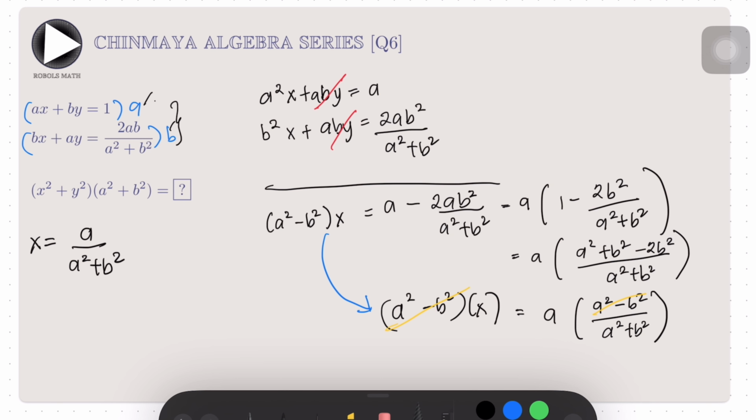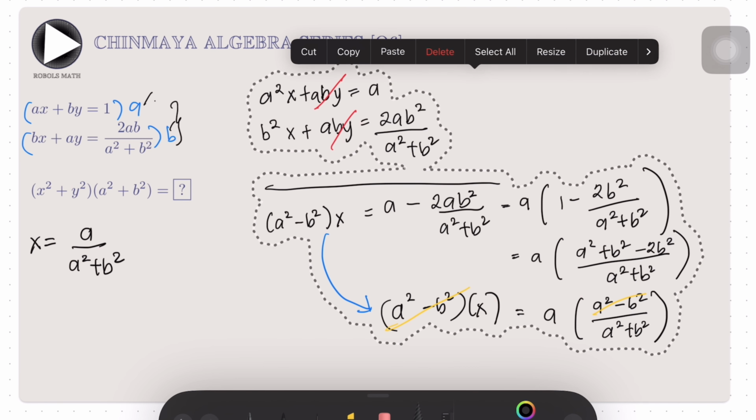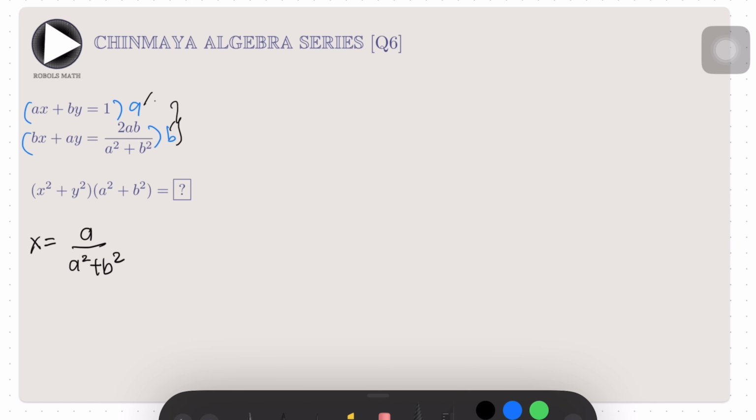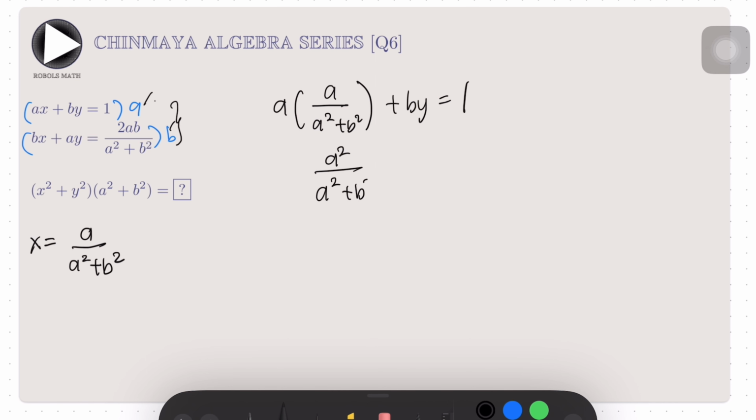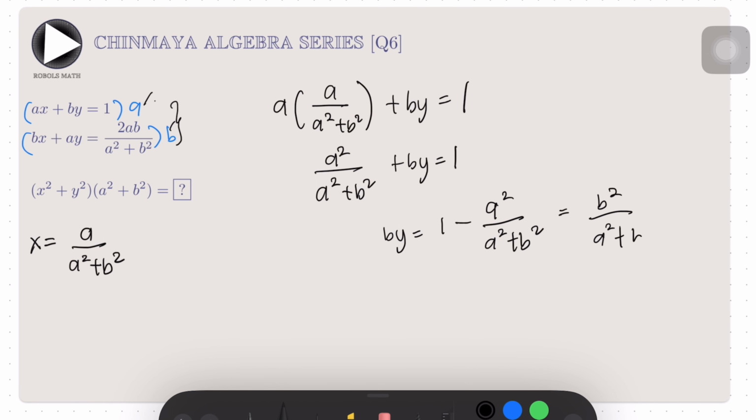Or we can just make use of the first equation and the value of x. So if we substitute the value of x in the first equation, we get a times a over a squared plus b squared plus by is equal to 1. This becomes a squared over a squared plus b squared plus by equals 1. So by is equal to 1 minus a squared over a squared plus b squared. Using the same method earlier, we get b squared over a squared plus b squared.